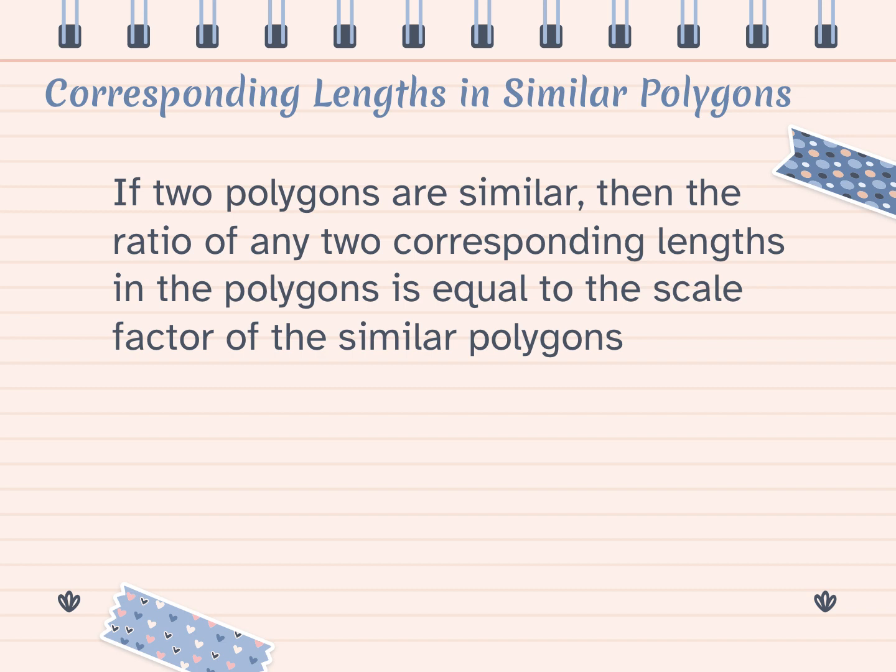This slide here just reinforces what we've talked about. It basically says that if you know two polygons are similar, then the ratio of any two corresponding lengths in the polygons is equal to the scale factor of the similar polygons. That's the strategy and the skill that we used in the last few slides.